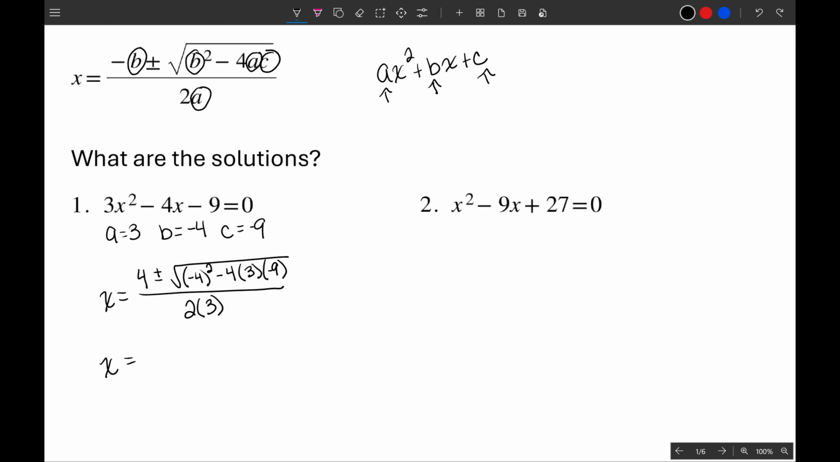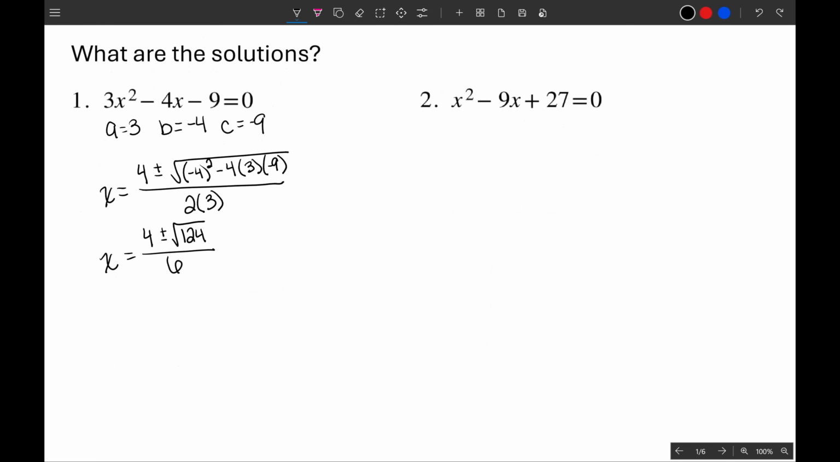So x equals 4 plus or minus. Now I need to get the number that is underneath that root. So I'm just going to plug in negative 4 squared minus 4 times 3 times negative 9. Do not put the root in the calculator, especially if you're using a graphing calculator. It's just going to give you a decimal. So the number underneath, which is also known as the discriminant, we'll talk about that later, is 124. And then on the bottom we have 2 times 3 is 6.